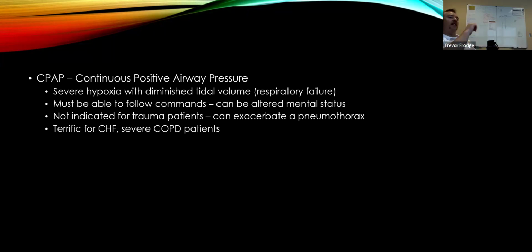It is the thing for CHF, so congestive heart failure, and it is the thing for severe COPD patients. So if I've got CHF or COPD, CPAP is the bee's knees that we want to put them on if it's severe. If we can get by with a non-rebreather, if we can get by with a cannula and a handheld nebulizer, then let's do that. But if those treatments aren't working, be prepared to ramp up here to CPAP.